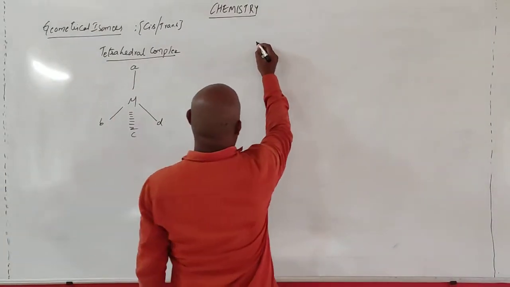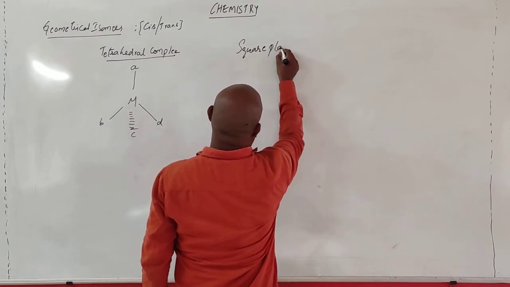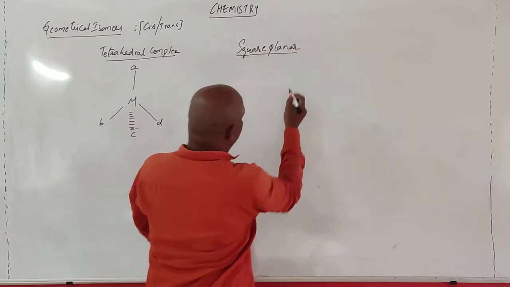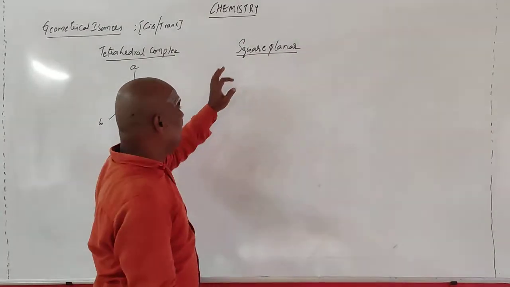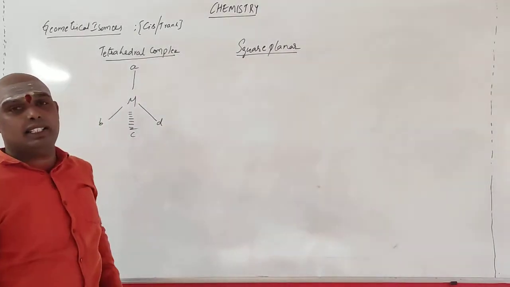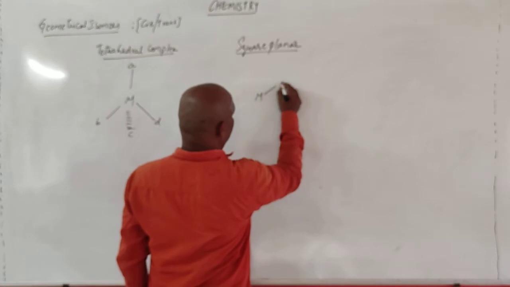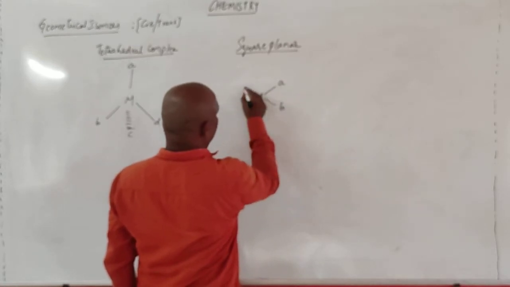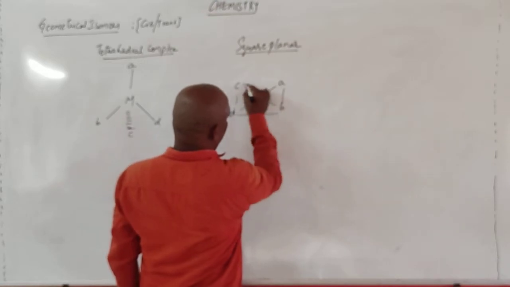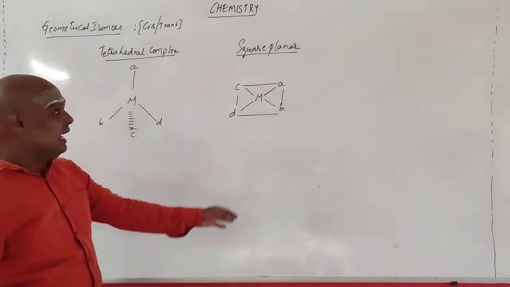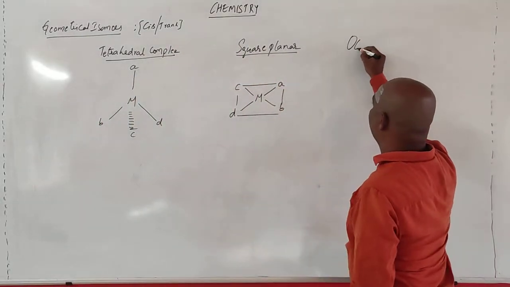Next I am going for the structure like square planar. Square planar, the name itself is indicating it is planar, meaning everything is present in only one plane. The structure is squarely identical, something like A, B, C as well as D. See, all are present in one plane. Right? This representation is called square planar, and the next is octahedral.